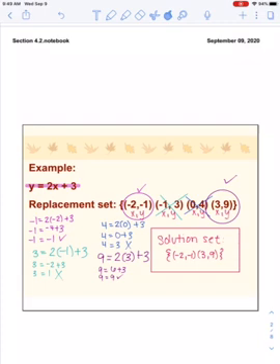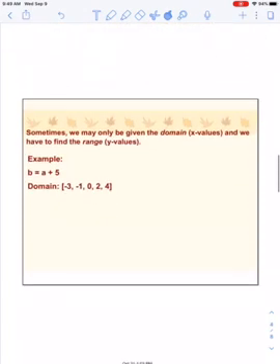So when they give you the replacement set with the x and the y, you just plug them in and see which ones are true. If they give you just the domain or just the range, they're no longer asking, is this true or not?